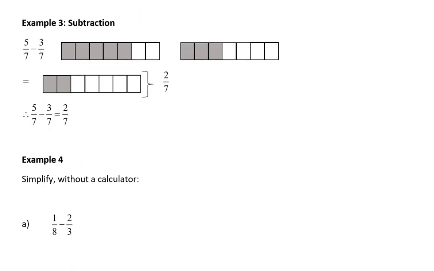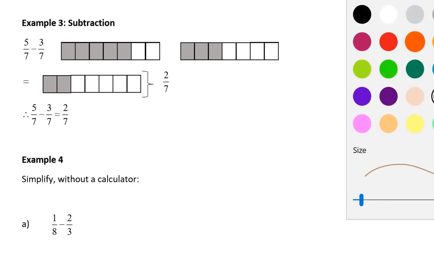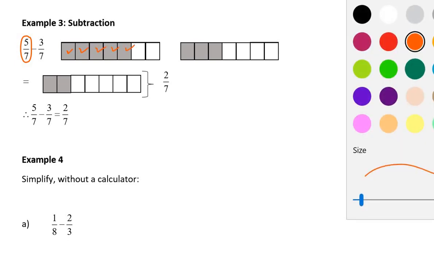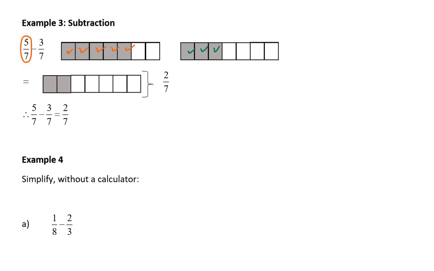Okay, now subtraction is exactly the same concept except you're subtracting. So this particular example 3, please make sure you draw these pictures. But basically the first fraction said 5 pieces out of 7, so 1, 2, 3, 4, 5, and I'm taking away 3 of those pieces. So it's almost like take away that one, take away that one, take away that one. What are you left with? I'm left with 2 pieces out of 7.